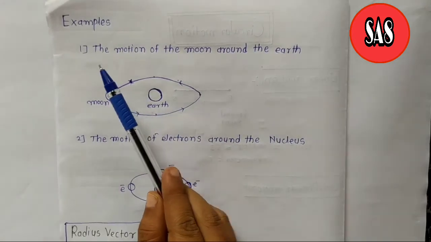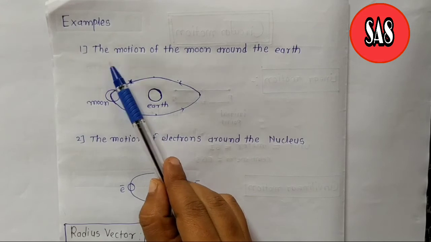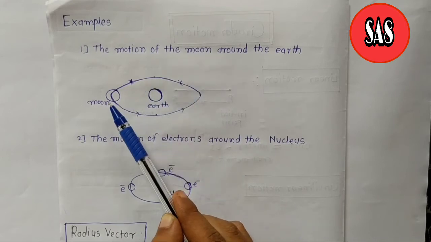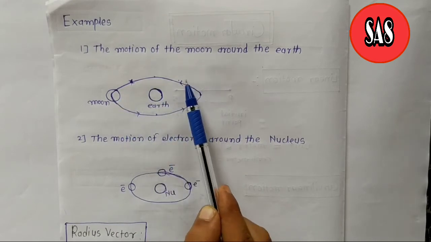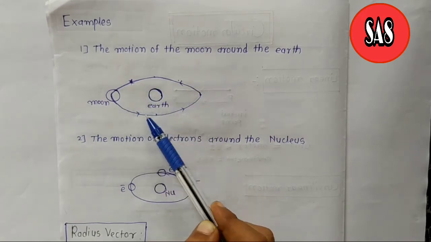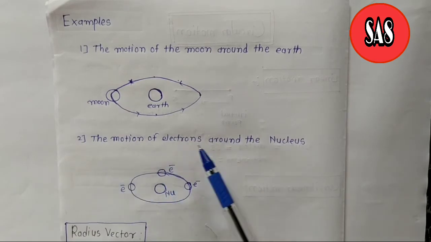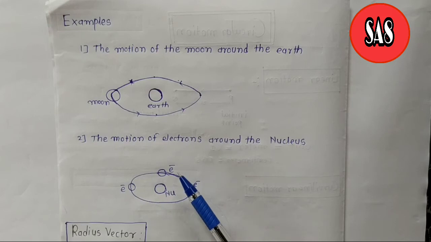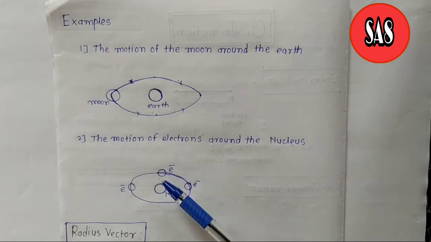Some examples of circular motion: the first example is the motion of the moon around the earth. This is the earth, and the motion of the moon around the earth is a circular motion. This is the best natural example of circular motion. Second example, the motion of the electron around the nucleus. This is also a natural example. This is our nucleus and the electrons are moving along circular paths around the nucleus. These two are the best examples of circular motion.